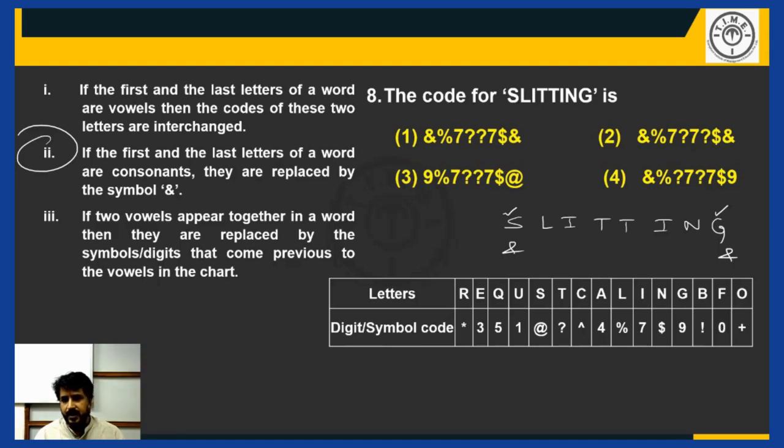How many options are starting with the first symbol and a %, and ending with the symbol and %? First option yes, third option no. Second option yes, fourth option no. Now our answer should be one among these. What is the code for L? Code for T? Question mark. T and T, so question mark and question mark. Okay, question mark and 7 is there, so the second option is ruled out. My answer is the first option, choice 1.